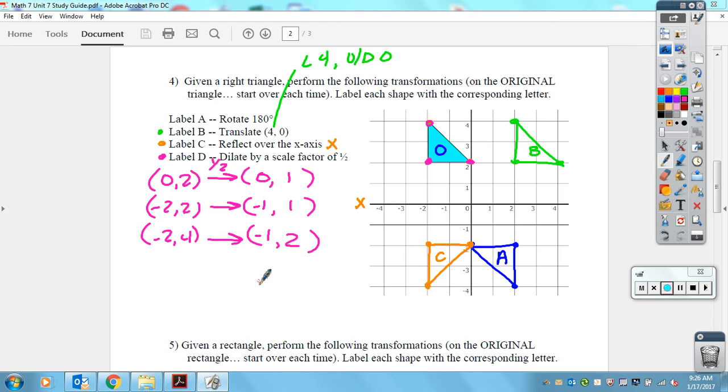Now I just graph these points. 0, 1. Negative 1, up 1. Negative 1, up 2. And this is, because that was by a scale factor of 1/2, so it's 1/2. Actually, the corner is big, but that's beside the point. All the points are multiplied by 1/2. So these should be your 4 shapes.